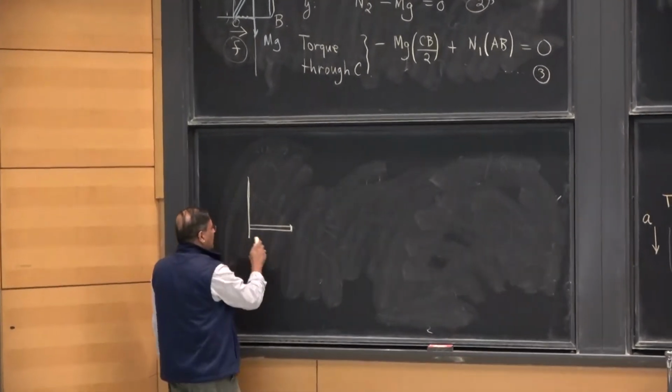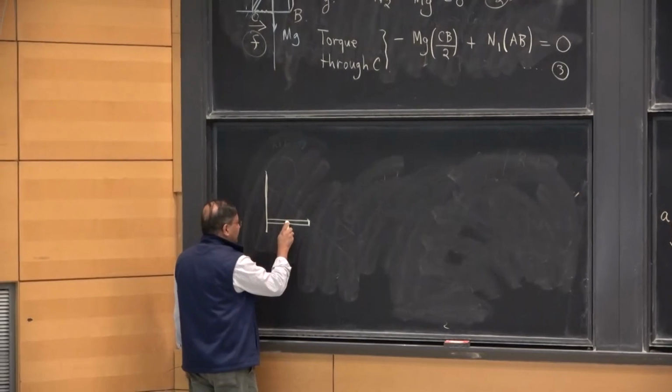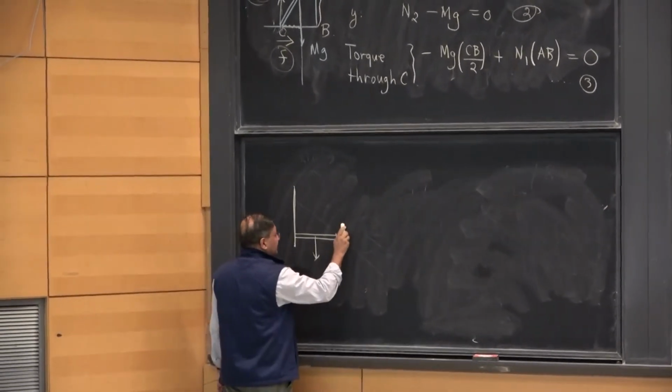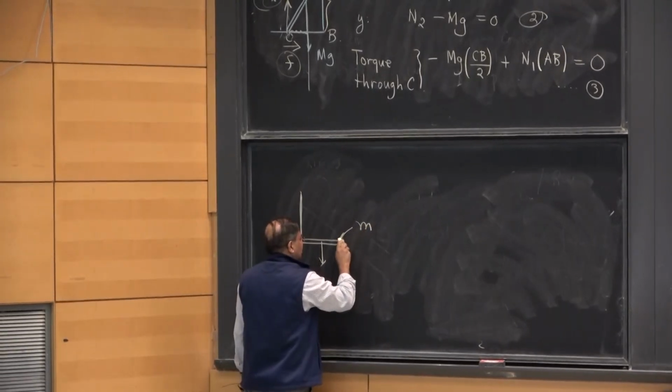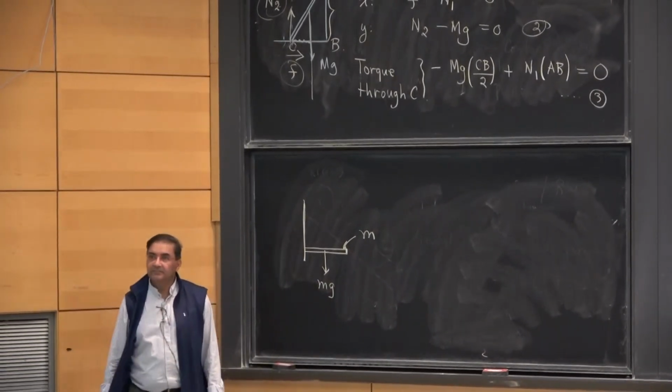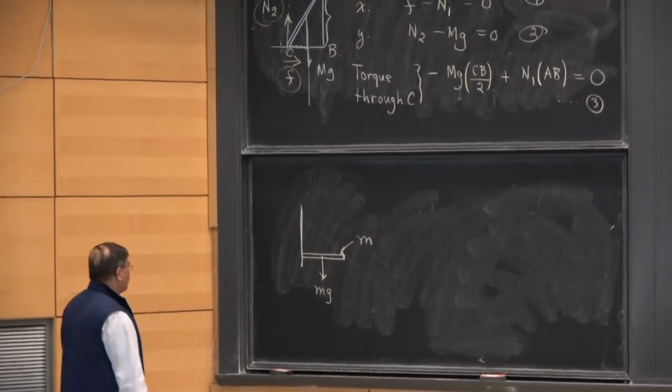So let's say it's homogeneous, so therefore it has some mg. Let's say the mass of it is small m, so therefore there is an mg acting downward. That's not a surprise, right?